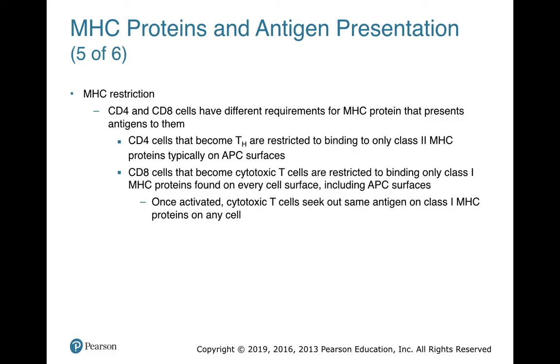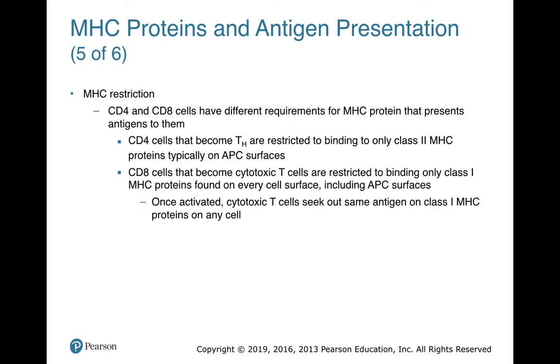CD4 and CD8 have different requirements for MHC proteins that present them. CD4 positive cells that become T helper cells are restricted to binding only class II MHC proteins, and those are found on antigen-presenting cell surfaces. On the other hand, CD8 positive cells that are going to become cytotoxic T cells are binding to class I proteins, and those class I proteins are found on almost all cell surfaces. That would include antigen-presenting cells.